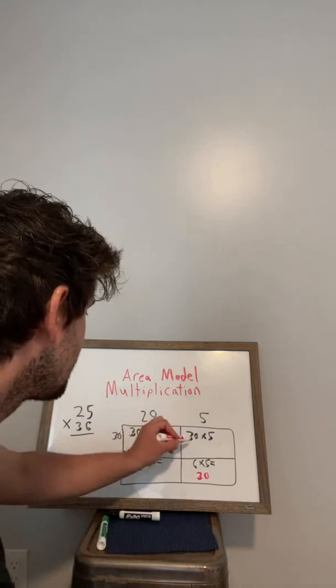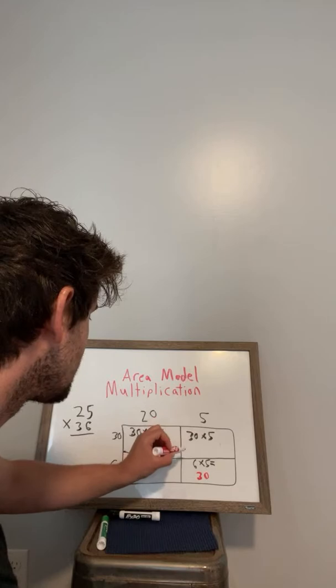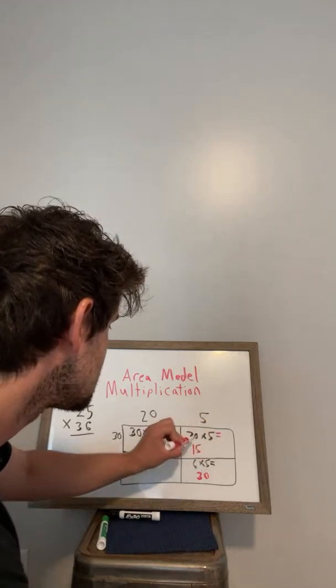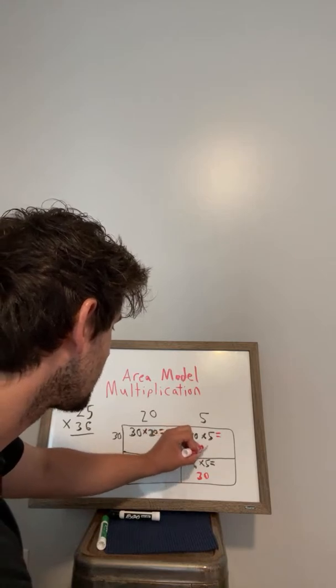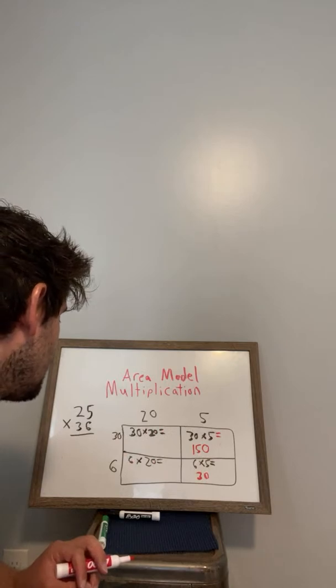30 times 5. Now for this one, you would multiply 3 times 5 and then you would add a 0 to your answer. So 3 times 5 is 15. There's 1 zero in the number 30, so we're going to add a 0 to our answer. So 30 times 5 equals 150.